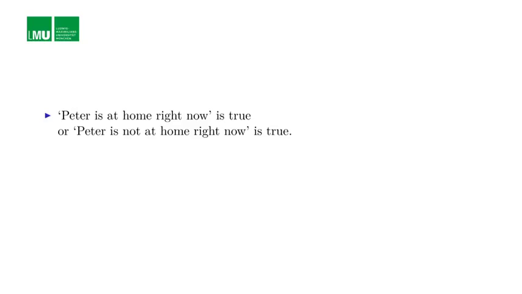Furthermore, take a typical everyday sentence such as, Peter is at home right now. Either he is at home or he is not. In the first case, the sentence is true. In the second case, the sentence is false. And hence, its negation is true. Peter is not at home right now is true. So for every such sentence, either the sentence is true or the negation, the corresponding negative sentence, is true.